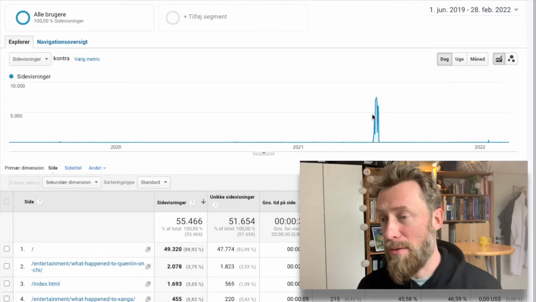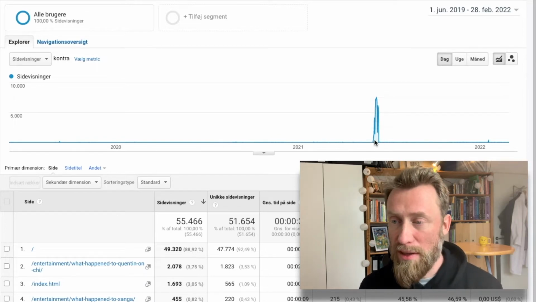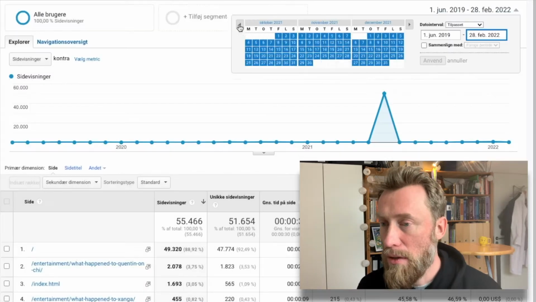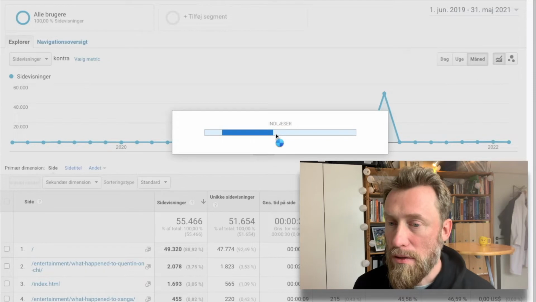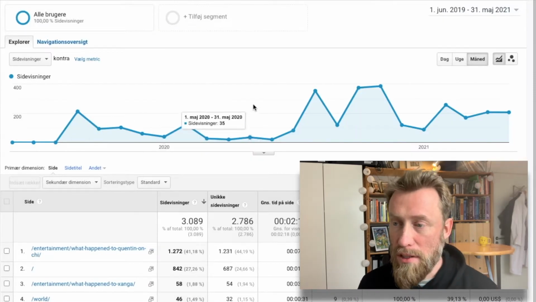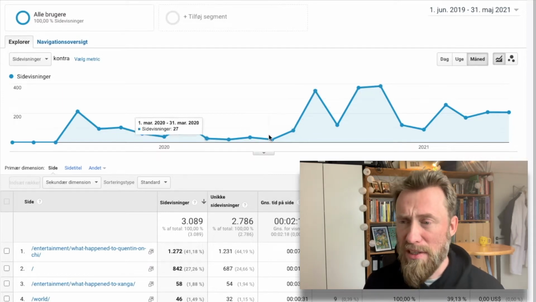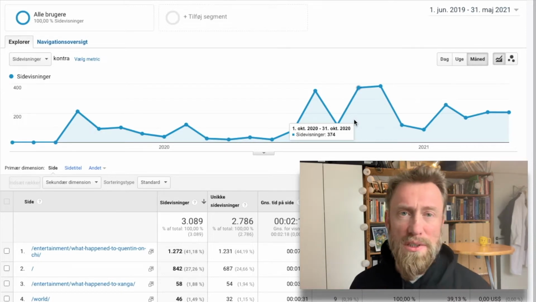The other site is a domain I purchased in 2019, and it also has some weird bot traffic here. So I'm going to zoom in on this part before the bot traffic, because there is actually traffic here, we just can't see it. So I'm just going to shorten it to the end of May last year. And you can see there is some traffic up to 385, but it's weird that it doesn't have a slow, steady incline.